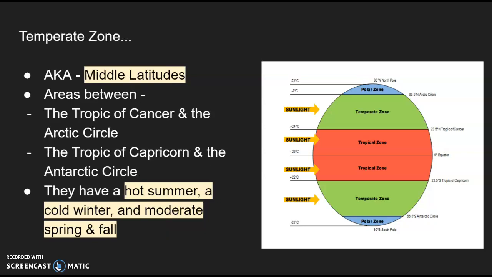Now with the temperate zones, they're also known as the middle latitudes. And these are the areas between the Tropic of Cancer and the Arctic Circle in the northern hemisphere, and the Tropic of Capricorn and the Antarctic Circle in the southern hemisphere. And again, in these areas, they will have a hot summer, a cold winter, and a moderate spring and fall.